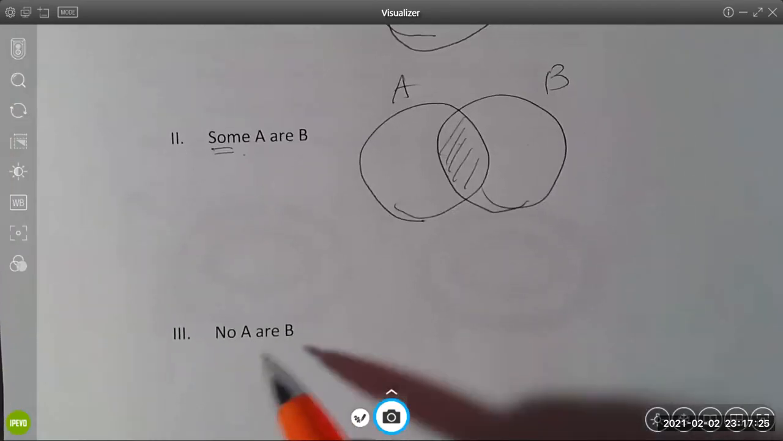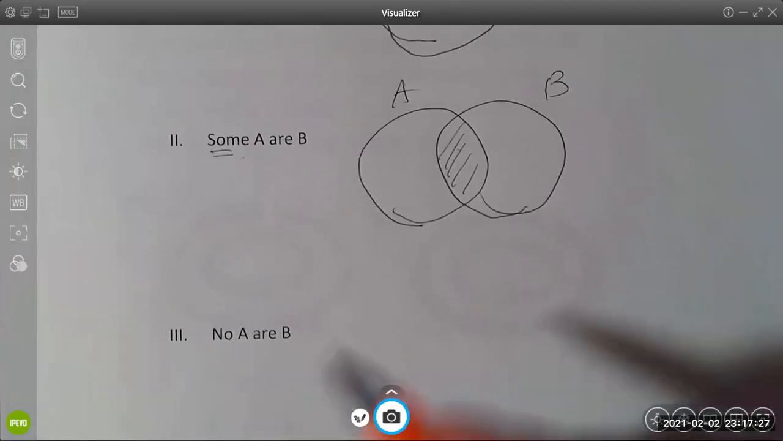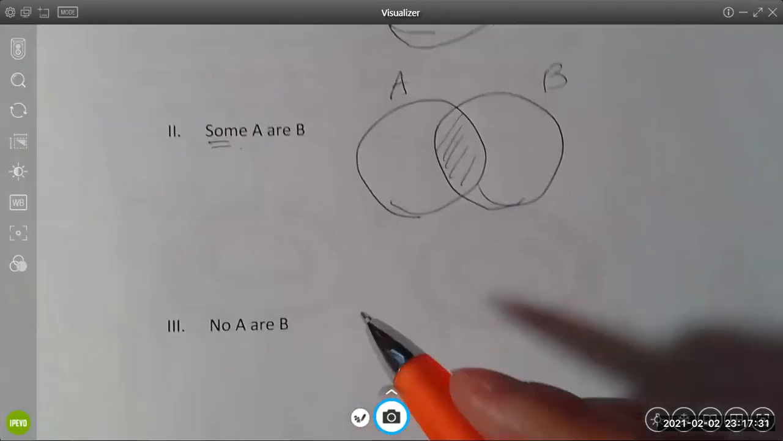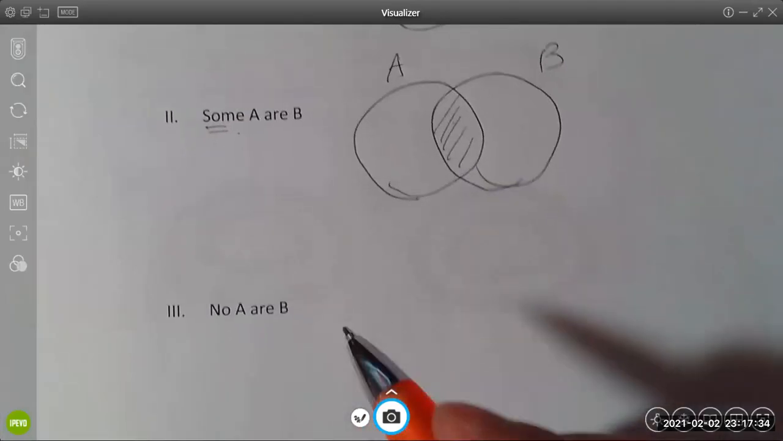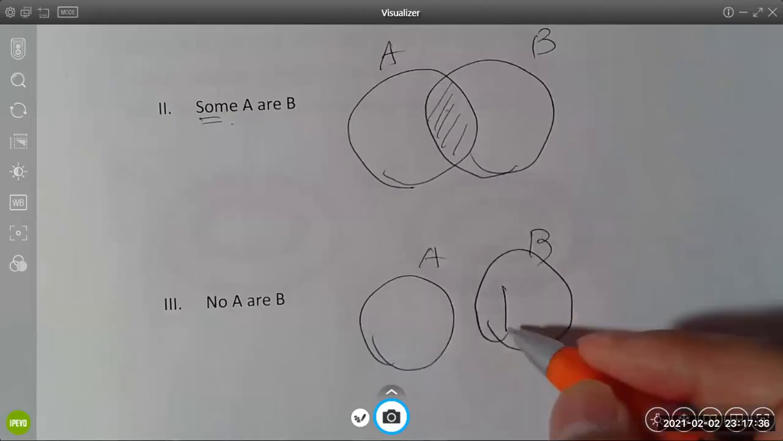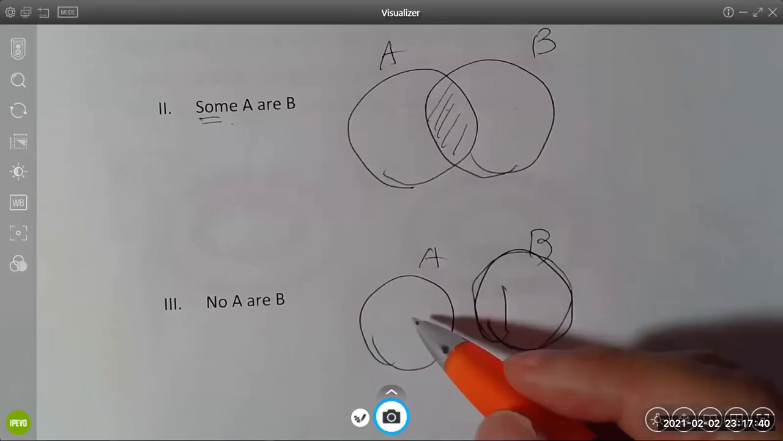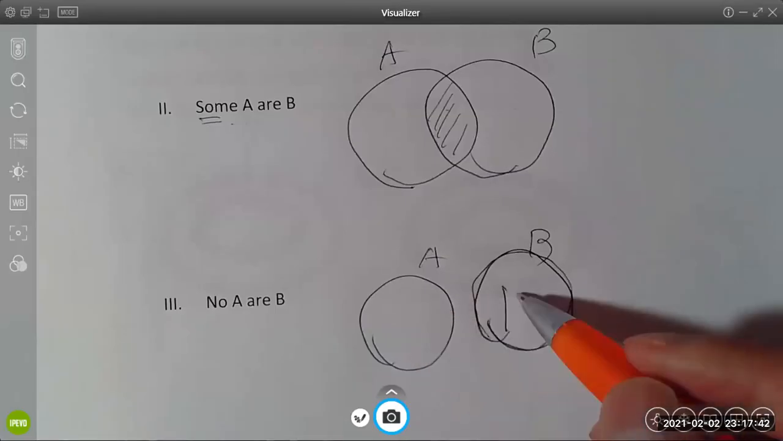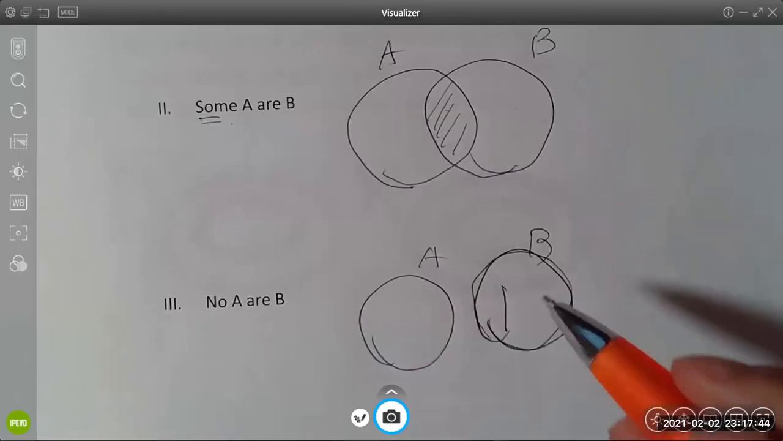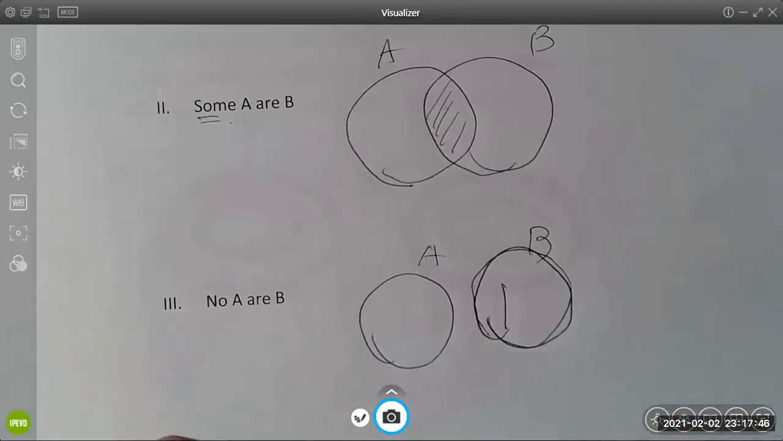Third one, no A are B. I think most of you already guessed. This is A, this is B. This is supposed to be a circle. This is B. See, they don't touch each other. No element in A is in B. So no A are B. They're totally separated. Okay, move on.